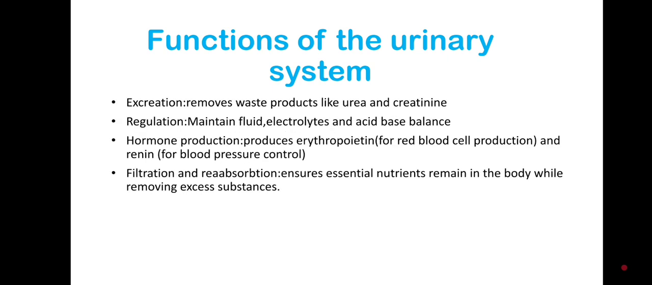The first and innermost function is the excretion. Here it removes the waste products like urea and creatinine. Then regulation: it maintains the body fluid, electrolytes and acid-base balance. The third one is hormone production. It produces the erythropoietin hormone, which helps in the production of red blood cells, and renin, which helps in the control of the blood pressure.